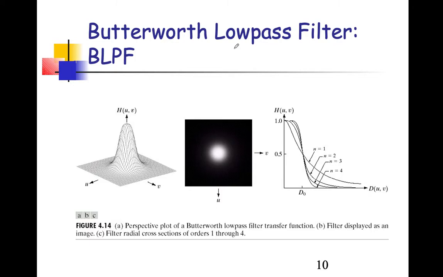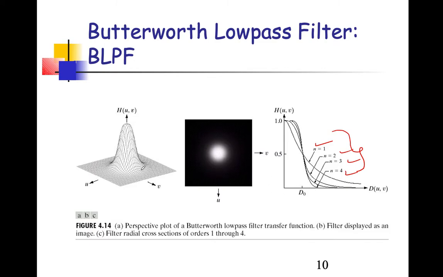Different filter orders will be given here based on our requirement. On that basis, you are going to get the result of your low pass filter in a Butterworth form. In the graph, they have defined n equal to 1, n equal to 2, n equal to 3, n equal to 4. In a normal ideal low pass filter there are no orders for the computation, but in the Butterworth low pass filter there are different n values, n equal to 1 to 4. In the graph we can see this.